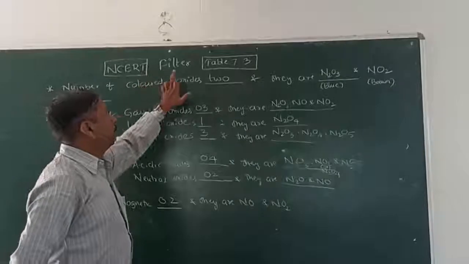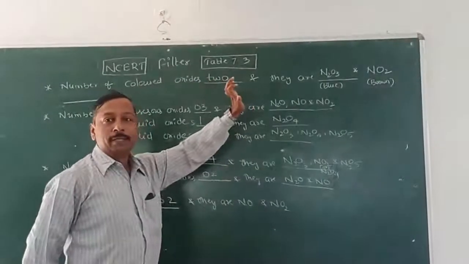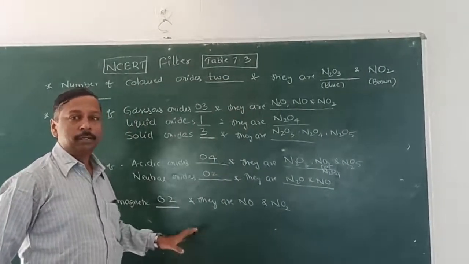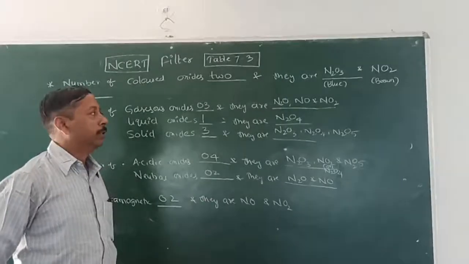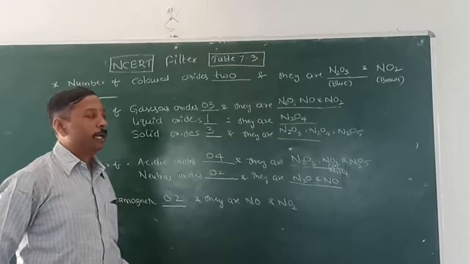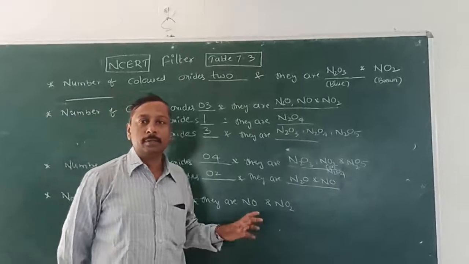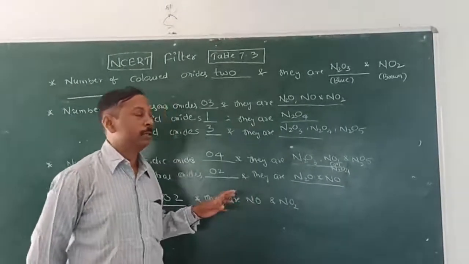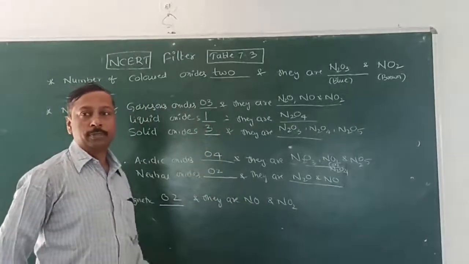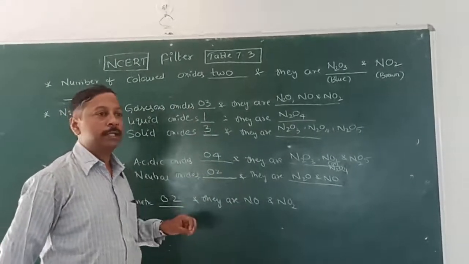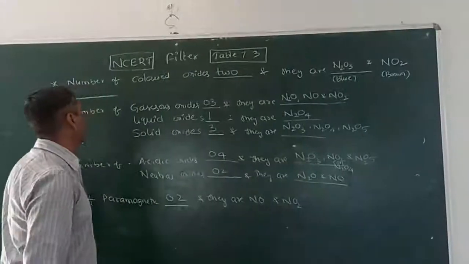NCERT filter is from table 7.3 regarding the 15th group elements and oxides. Okay, so a lot of confusion is there, and as per the recent pattern, the number of integer questions has increased. So you have to modify your notes according to the integer type questions. Okay, and they are focusing on these things.